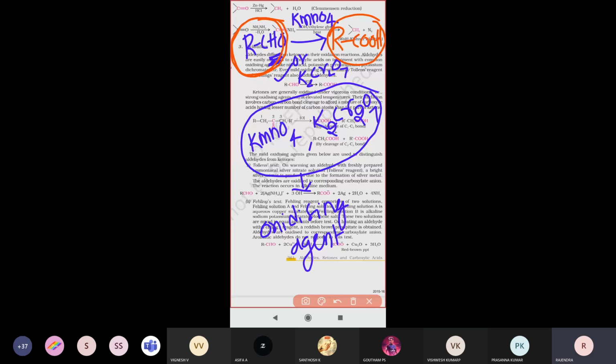For example, if we oxidize ketones, let us see what happens. Take a ketone, which is C double bond O. If ketones undergo oxidation, two types of cleavage take place. One is C1 and C2 cleavage, that means the bond cleavage between the first carbon atom and the second carbon atom, and it forms two compounds.